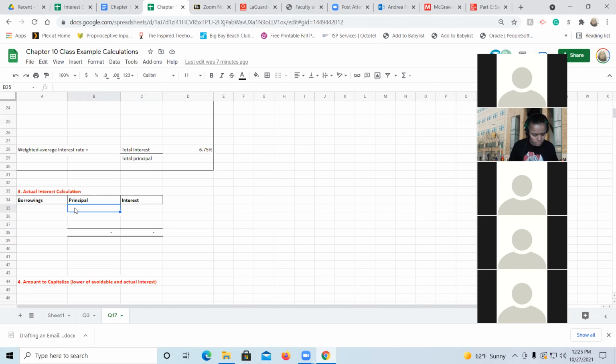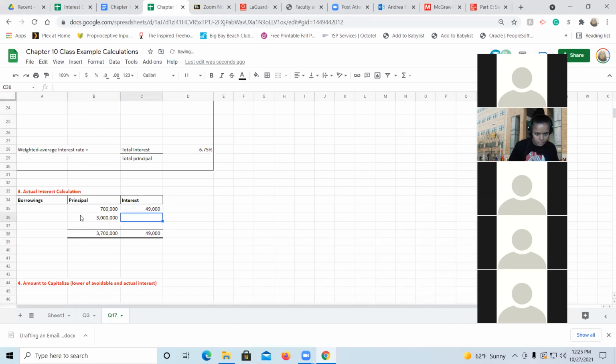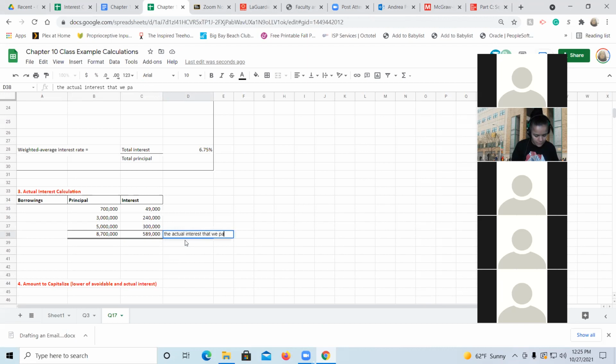We have 7% for 700,000. Right. And we have 8% for 3 million. Yes, so 3 million. And we have 6% for 5 million. We have a total of 589,000. This is the actual interest that we pay to the bank, right? The actual interest that we pay to the bank.